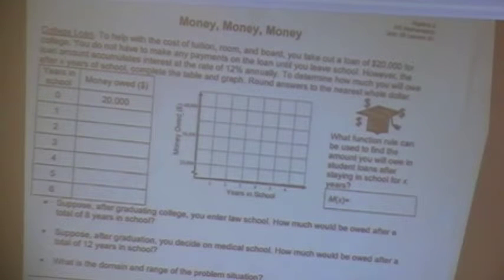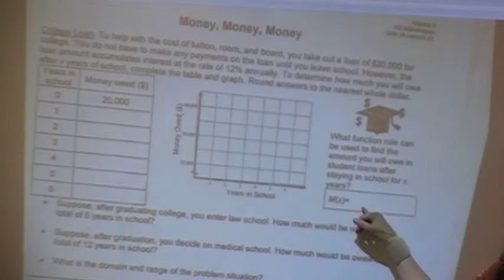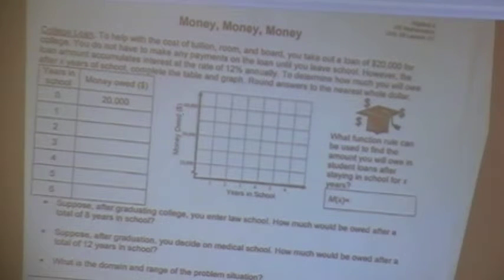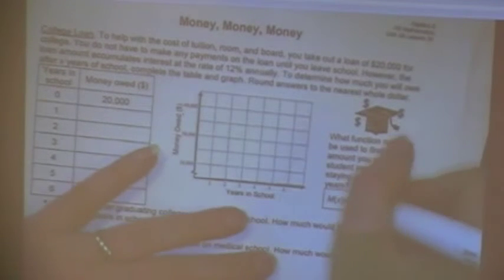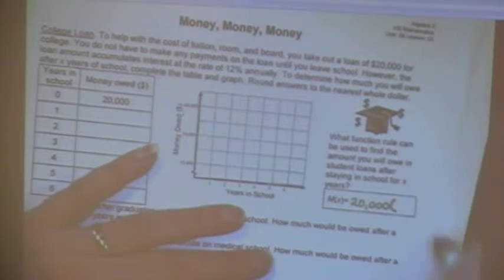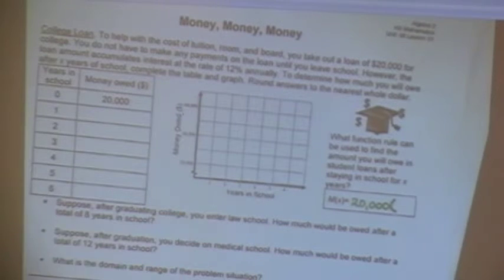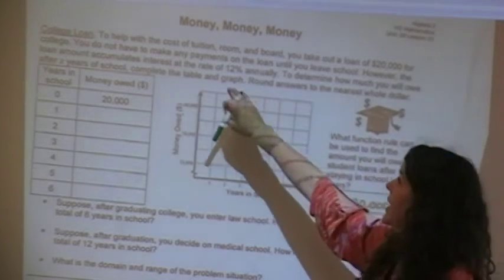So, we have our initial value, $20,000. That's on our table. So M of x, I know my initial value is 20,000. Now it makes sense why it's called your initial value, right? Because that's the initial amount that you borrowed. Now what I have to figure out is, what is my ratio? So how much am I going to be charged each year? You're going to be charged 12% of what you owe, right? Because it says 12% annually.